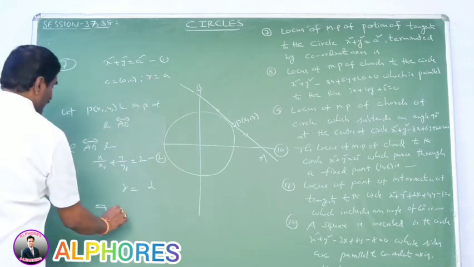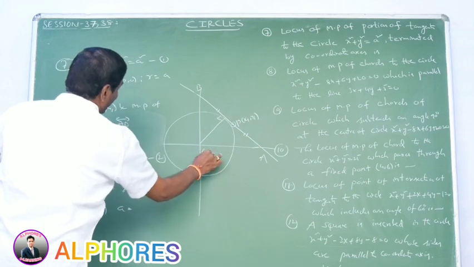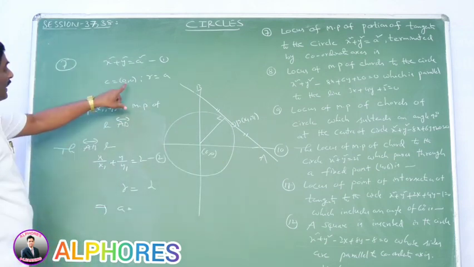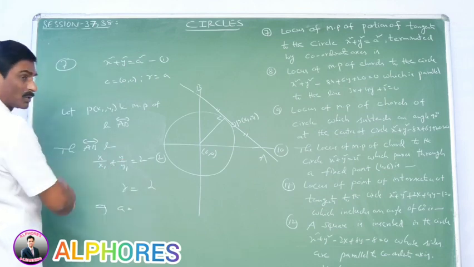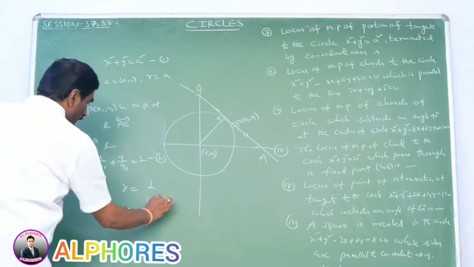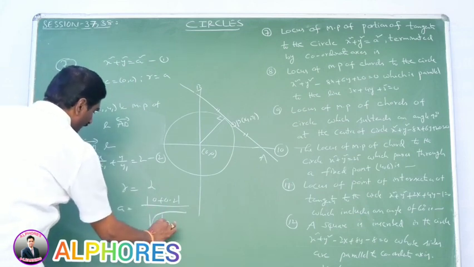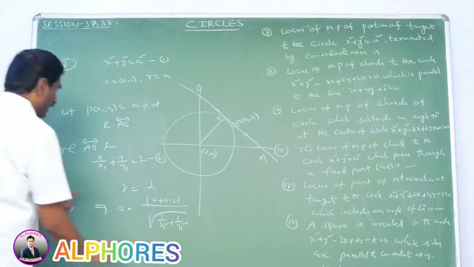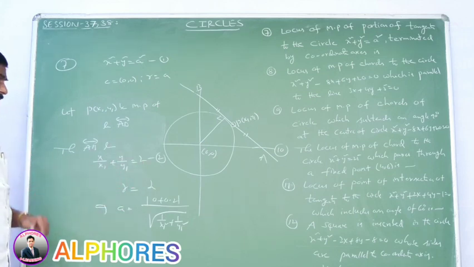Radius is nothing but a units. d is nothing but the perpendicular distance from origin, that means center, to this line. Here, center is 0, 0. That means mod of (a x1 plus b y1 plus c), which is minus 2, by root over a square plus b square, that means 1 by x1 square plus 1 by y1 square. Here a is equal to 1 by x1, b is equal to 1 by y1.